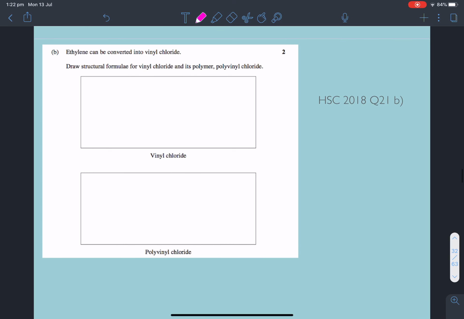So here's one from 2018. Draw the structural formula for vinyl chloride and its polymer, polyvinyl chloride. Okay. Vinyl chloride, remember, was the ethene where you do a substitution reaction and you get one chlorine on there. So it's actually, if you want to be like, vinyl chloride, you're talking about chloroethene, you dag. Okay, so that's the old name, vinyl chloride.